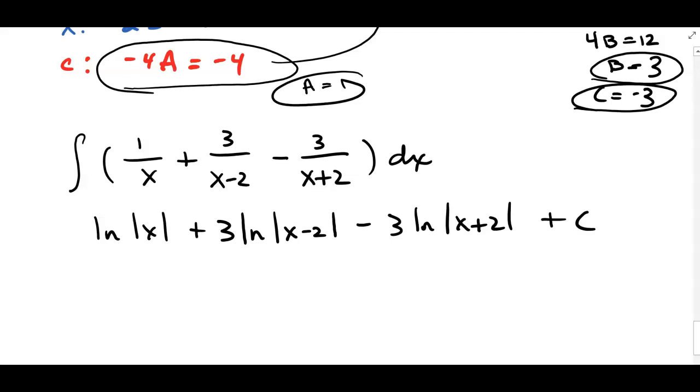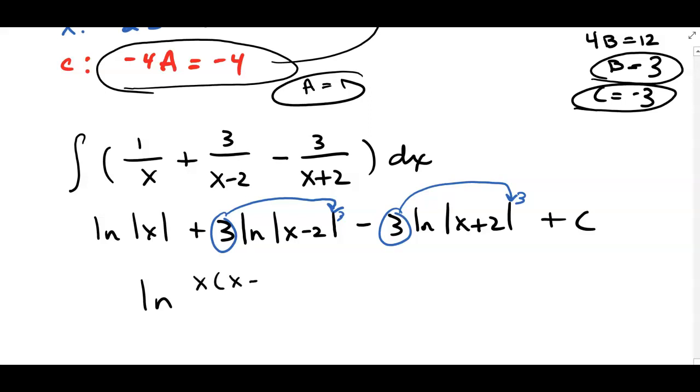The first two get multiplied and then divided by the third, but be careful with your coefficients. Please pull them, I mean, your coefficients of your ln's, you're multiplying by 3. Pull them as exponents. So when you rewrite it, you end up getting x times x minus 2 cubed over x plus 2 cubed. That's using all of your properties of exponents. And there's your answer.